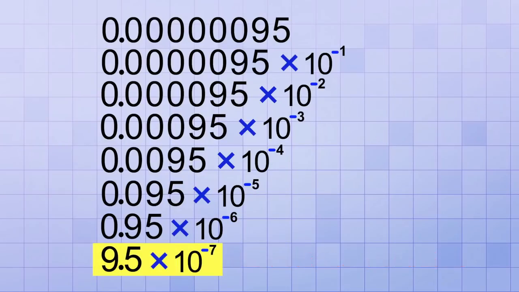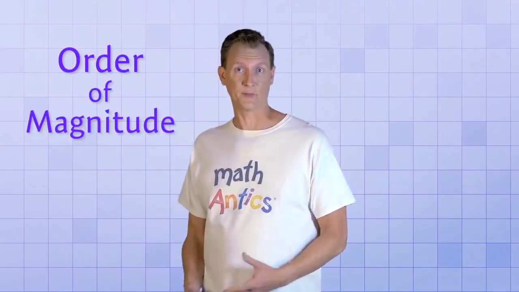9.5 times 10 to the negative 7. And can you figure out what the order of magnitude of this number is? Yep, just like before, the exponent tells us. It's negative 7. Being able to quickly identify a number's order of magnitude is pretty handy.